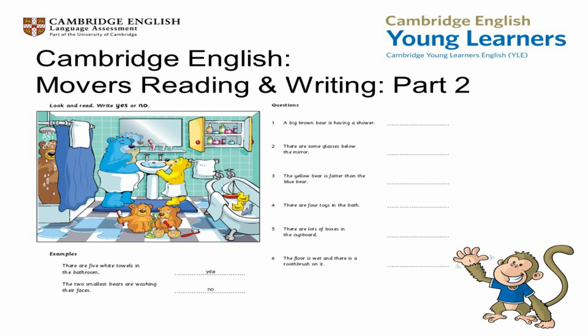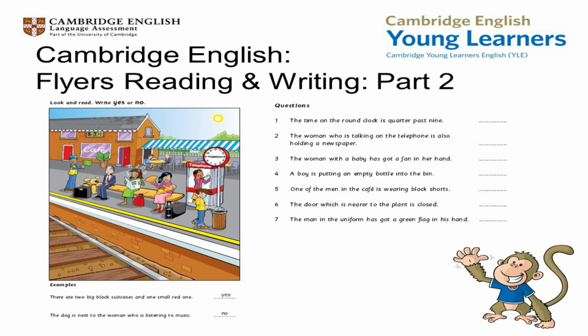Part 2 of the Cambridge English Movers and Cambridge English Flyers reading and writing tests both have yes or no tasks based on pictures. Here is an example of a Cambridge English Flyers Part 2 task. A variation on this type of task is to offer a choice of words instead of just yes or no. So you can use any picture that has a connection to a topic you've been looking at in class.